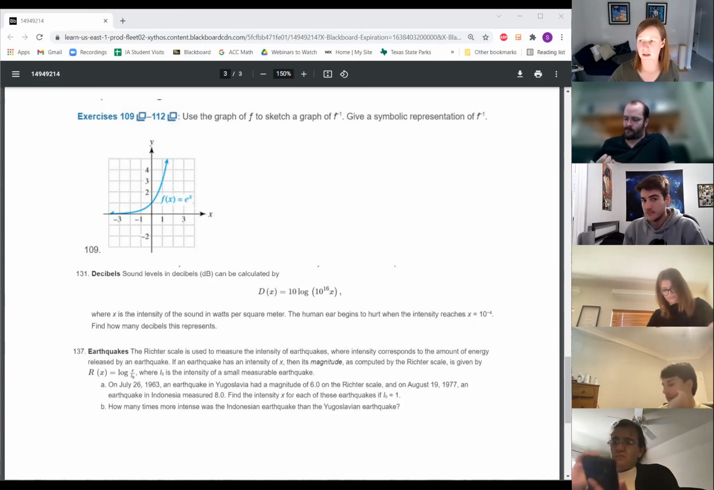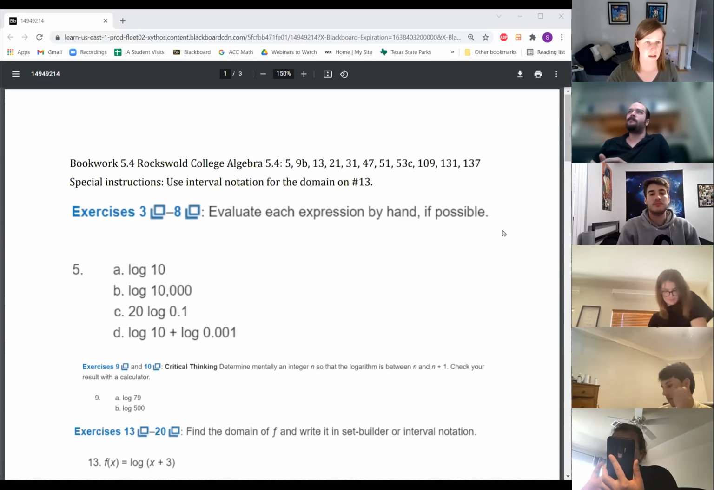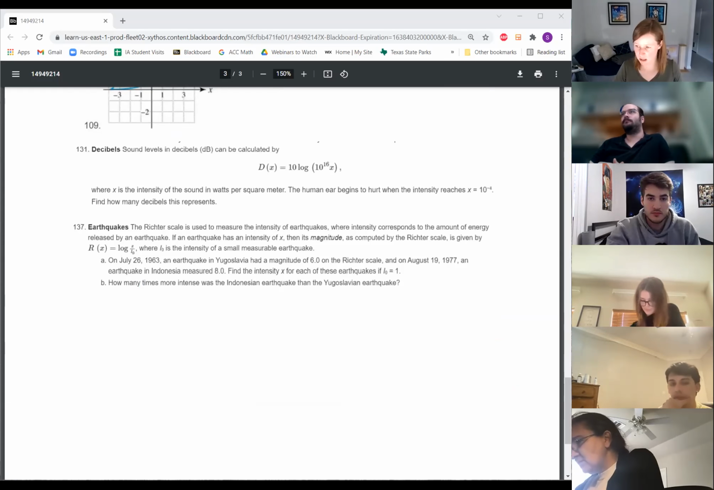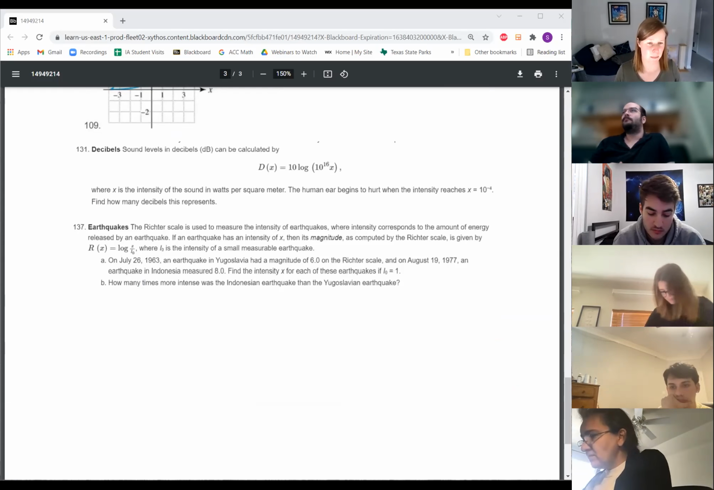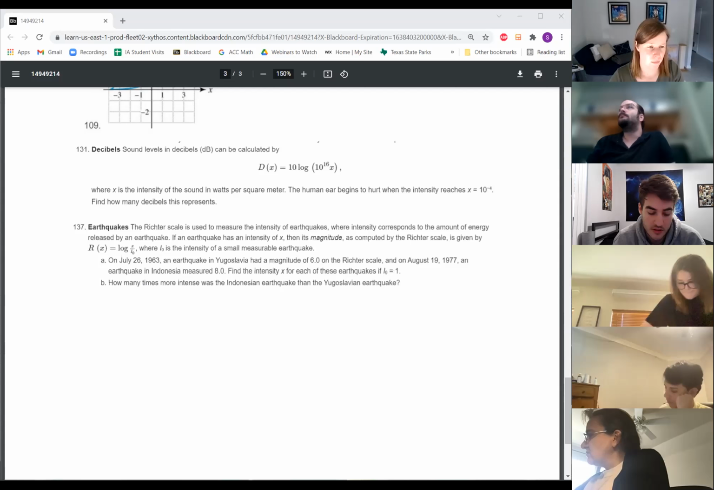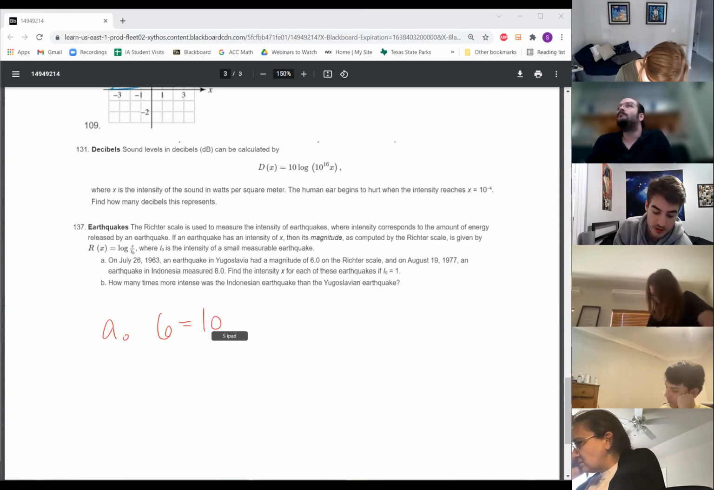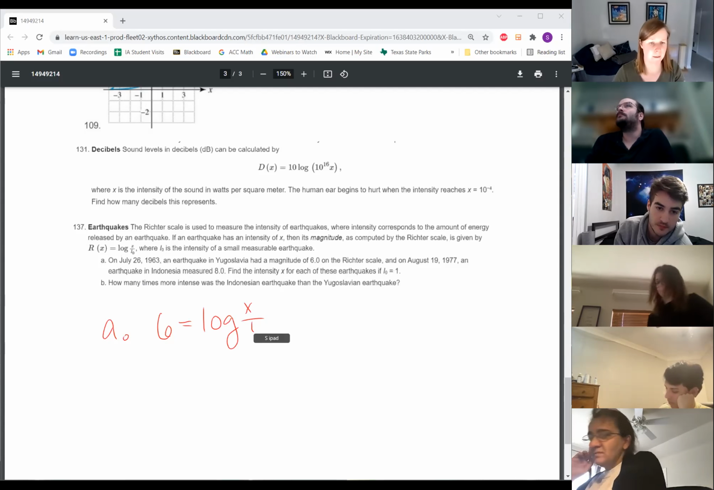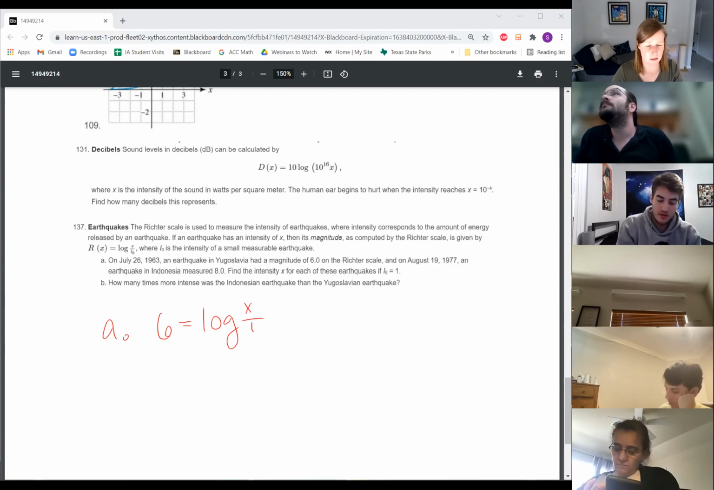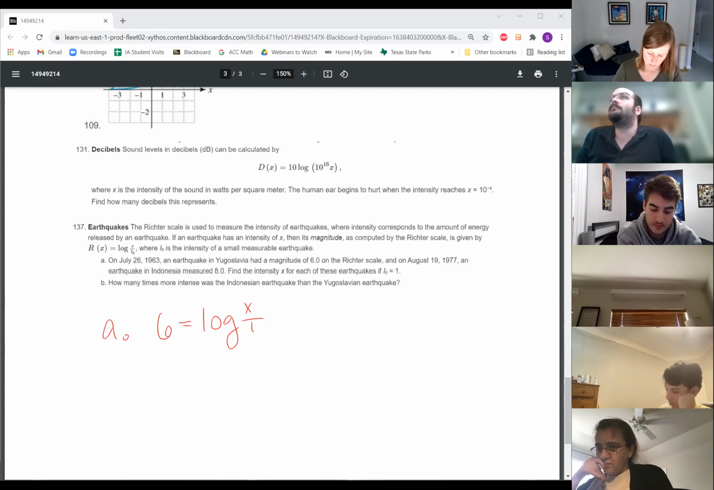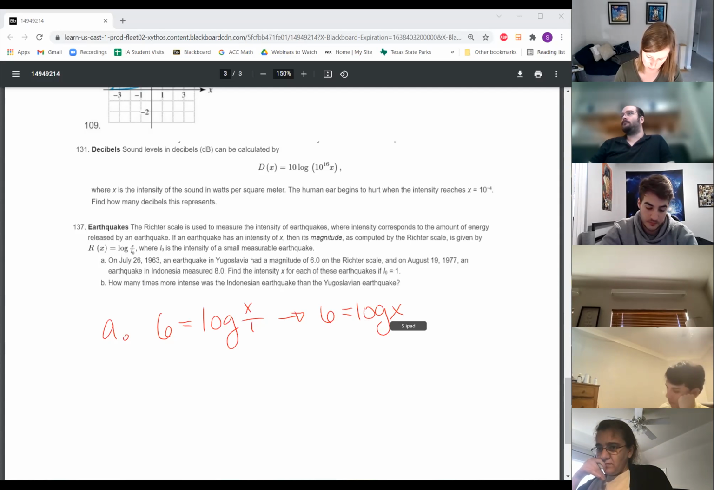All right, so I think we still have 137 left. We only have 1 minute. Anyone want to volunteer to help start it in this last minute? Or maybe we haven't even read it yet. 6 equals log x over 1, the first part. So we got to solve that, right? So that is 6 equals log x of 1. I mean log x. So how would we solve it? What's x?